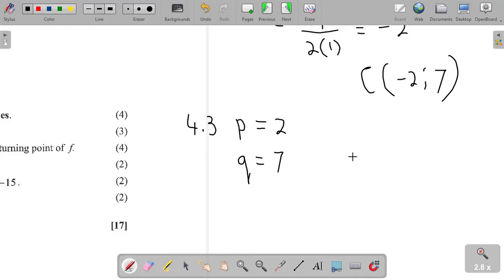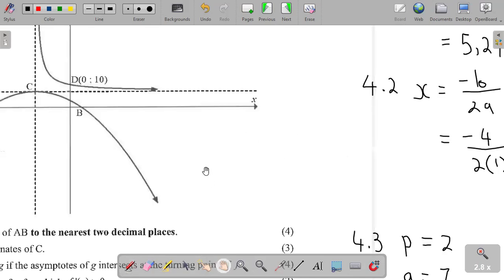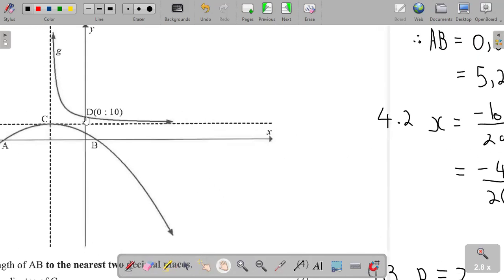Okay, so then we can substitute. We can go to the original equation. We can use D here. We know that when x is 0, y is 10. Okay, that's one of the coordinates here. The coordinate of D will help us out: when x is 0, y is 10.